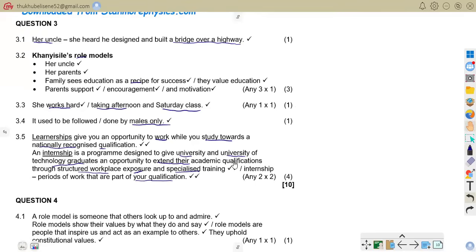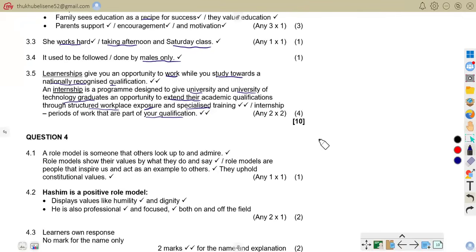So here we are on answers. A role model is someone that others look up to and admire. Role models show their values by what they do and say. So role models are people that inspire us and are an excellent example to others, and they uphold constitutional values. They lead by example. So those are people who other people are looking up to and they admire them. That is that.